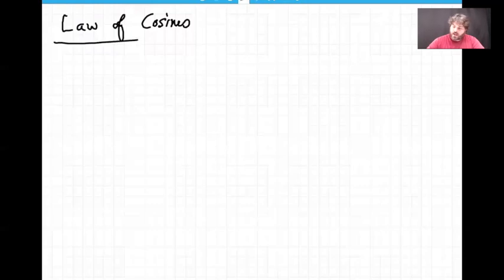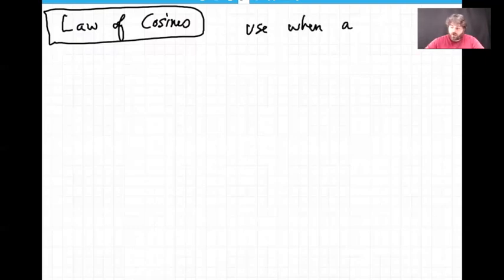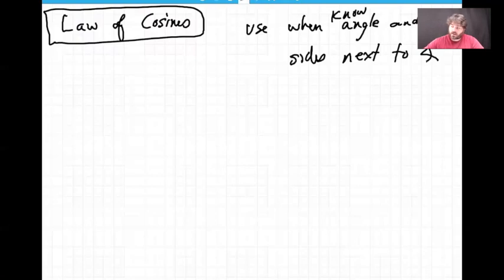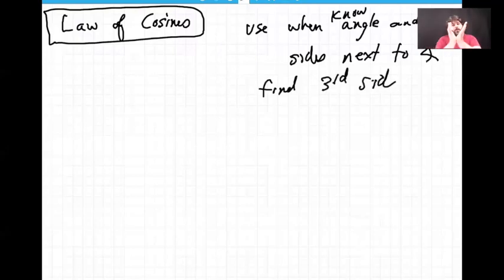Now, technically they could ask you two different versions, but I'm going to assume they give you the one that is normally on the ACT. So we're going to use this when you know an angle and the two sides next to the angle. That's the angle symbol there, okay? When you know an angle and two sides next to the angle and you want to find the third side, okay? You know two sides and you know the angle in between those two sides, you want to find the third side. We're going to use law of cosines.